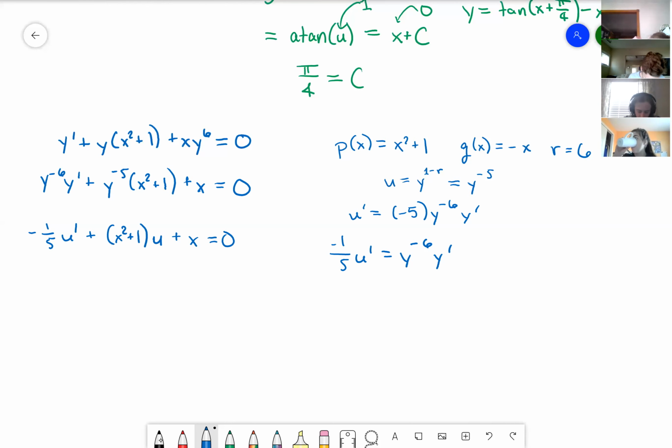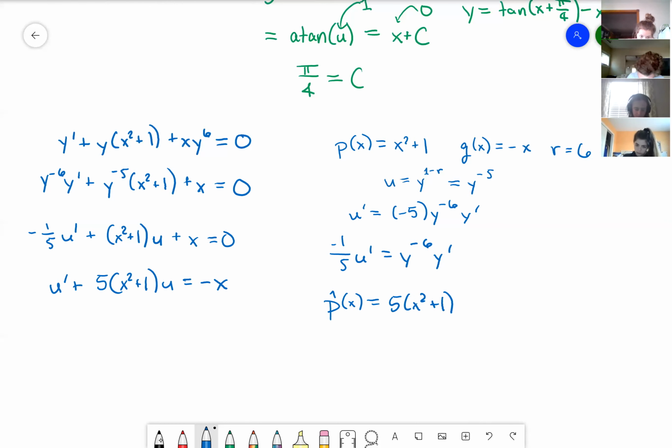So let's see, I'll multiply through by 5, and I'll move that x over to the other side, just so it's in the form that we're used to. We get this. And now our new p, which I'll call p hat, will be 5 times x squared plus 1, and our new q hat will be equal to minus x.